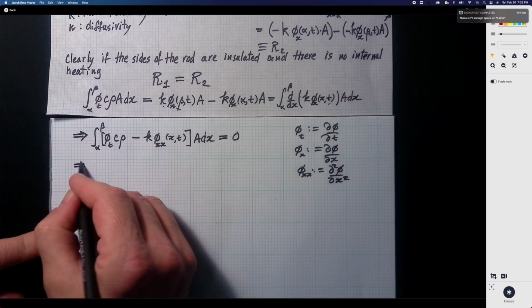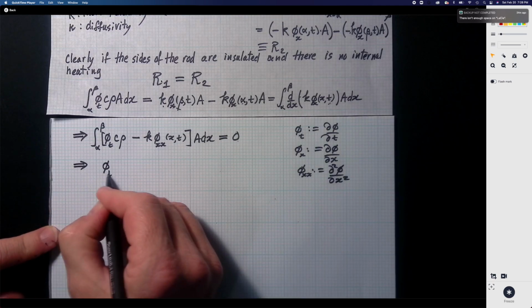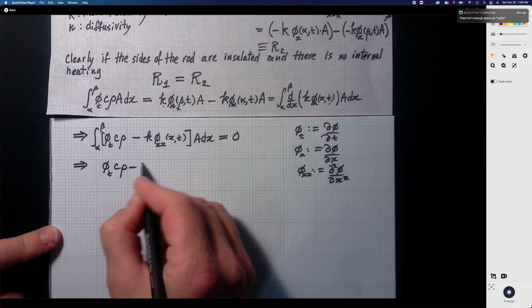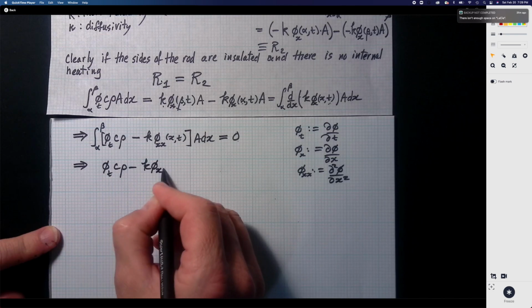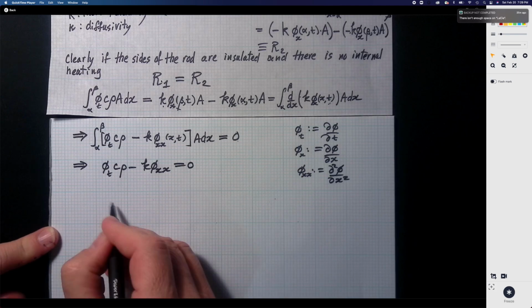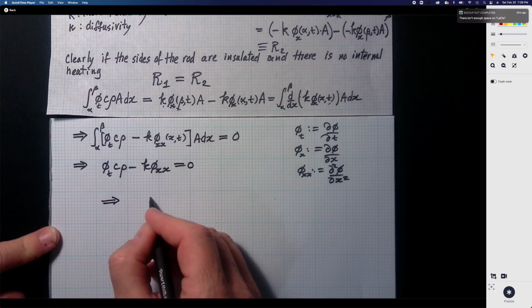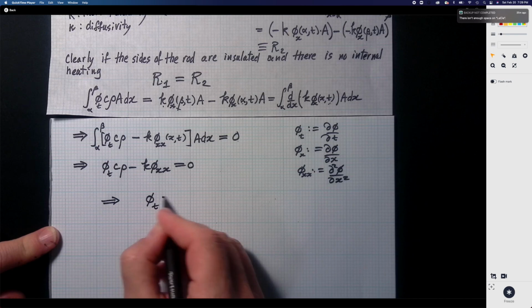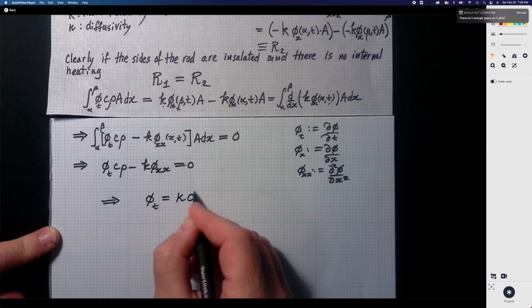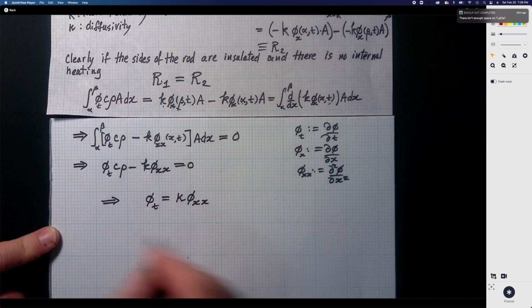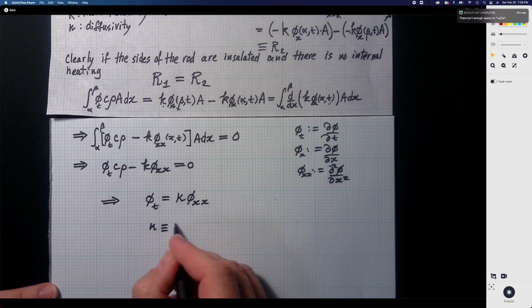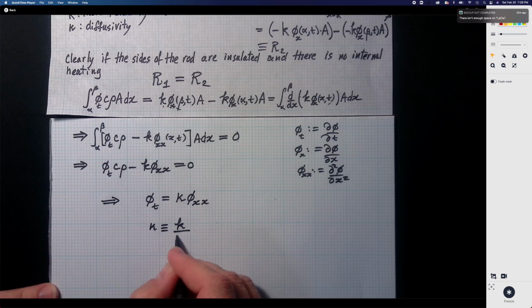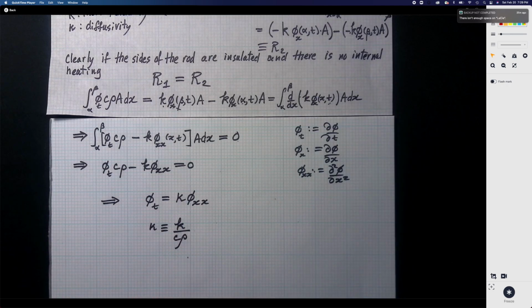So this implies that phi t times c rho minus k phi xx is equal to 0, which we rewrite in the following way. Phi sub t is equal to kappa phi sub xx, where kappa is defined as k divided by c rho. So this is the heat equation.